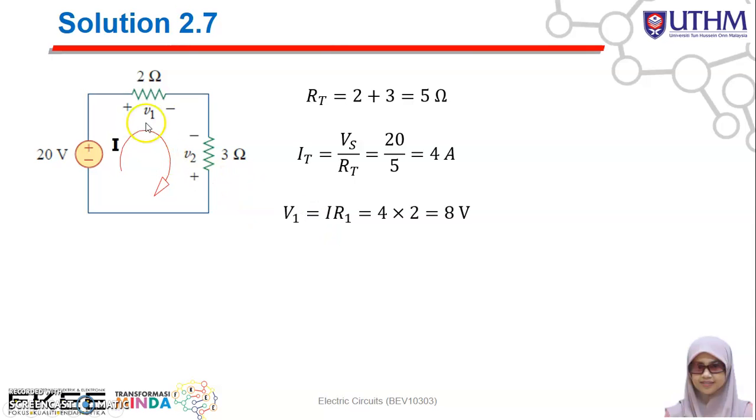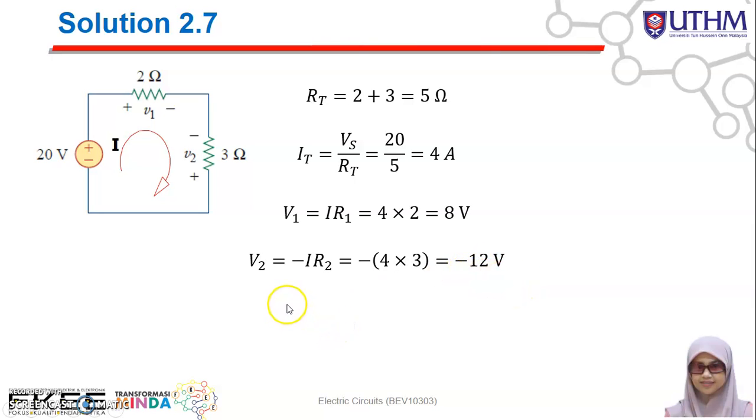And then you need to calculate the voltage across each of the elements. So in this case, according to Ohm's law, V is equal to IR. So V1 is equal to I multiplied with 2 ohm. So 4 multiplied with 2 is 8 volt. For V2, because the current flows from the negative to the positive terminal, in this case you need to use the formula V is equal to negative IR. So negative 4 multiplied with 3 ohm. So the answer is negative 12 volt.